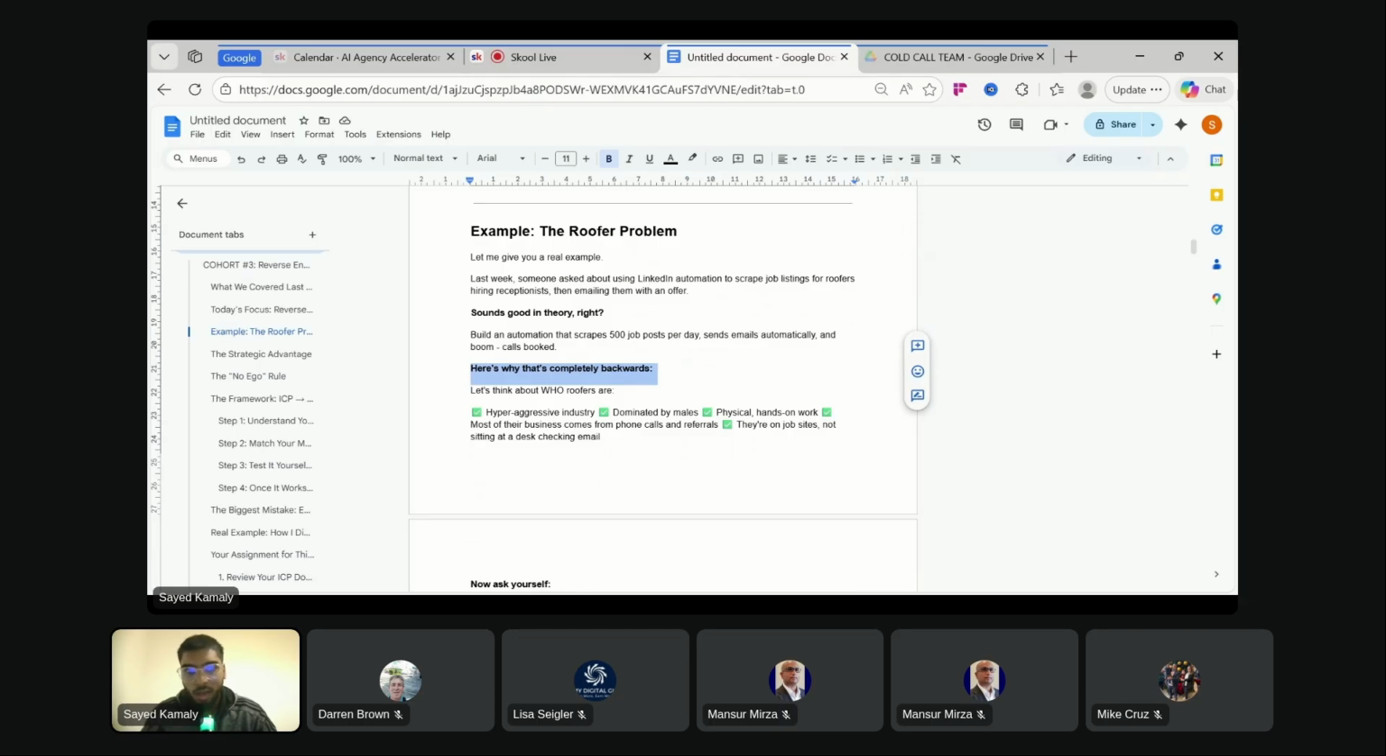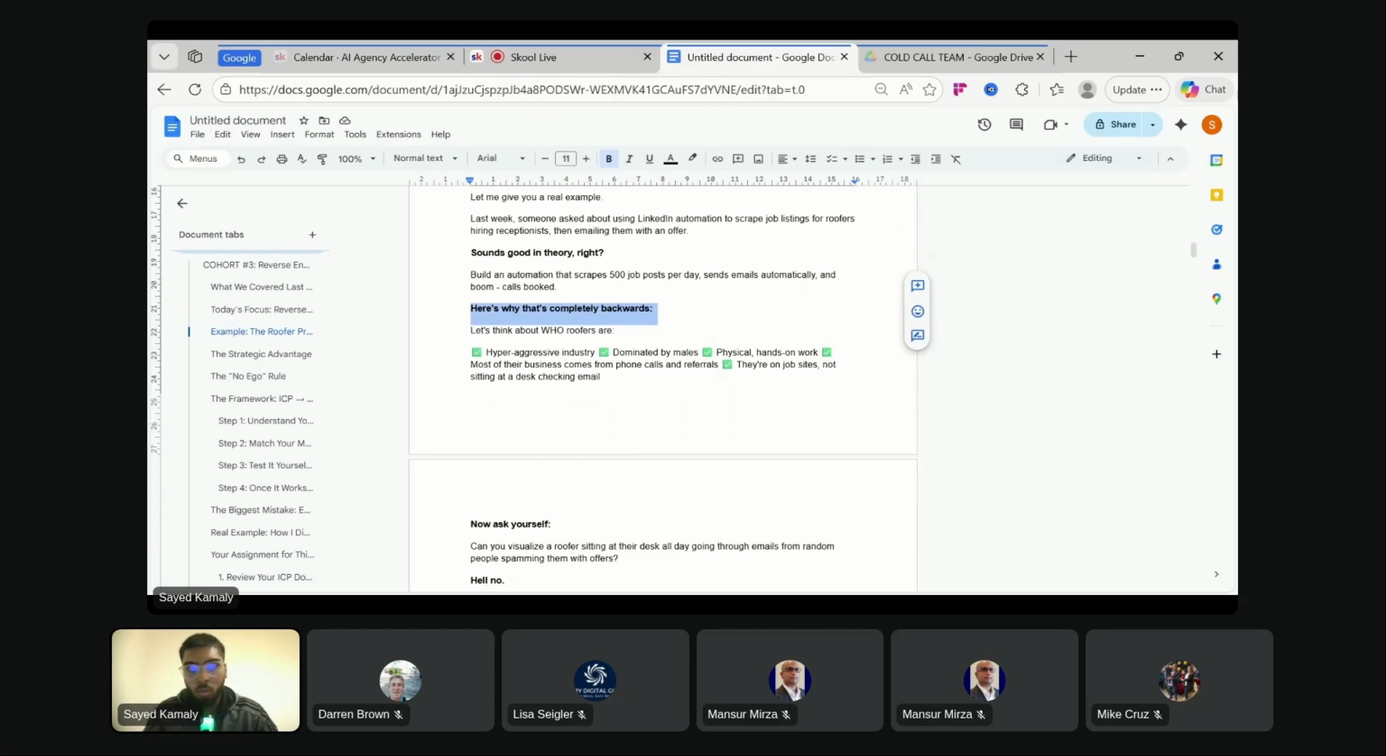But really and truly, I think it's kind of backwards. When we actually broke it down last week on the call, what did we establish? Let's think about, firstly, who are roofers?